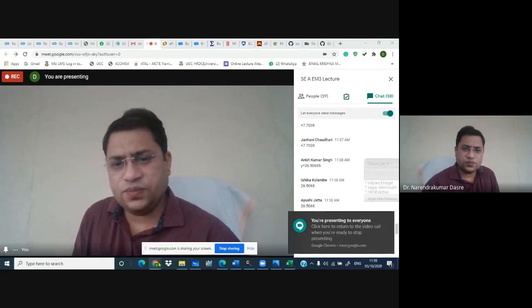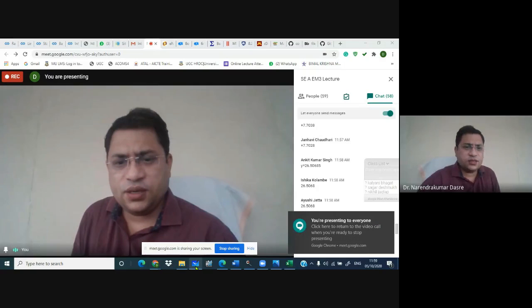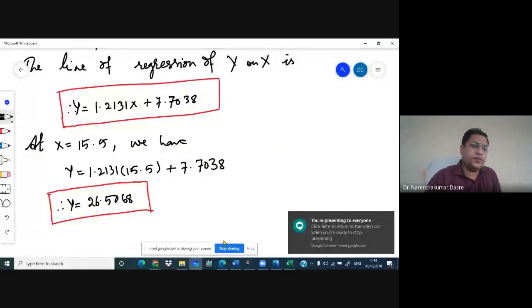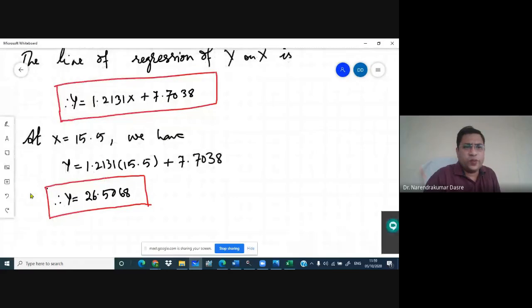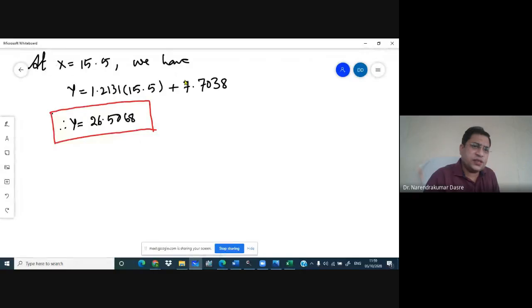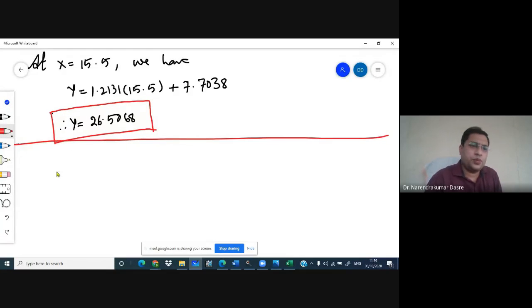Okay, so that's great. Here we got this value. So this way we are able to get the value of y using this line of regression at the particular point. Okay. So do you have any doubt in this example? Okay, that's great. Good.